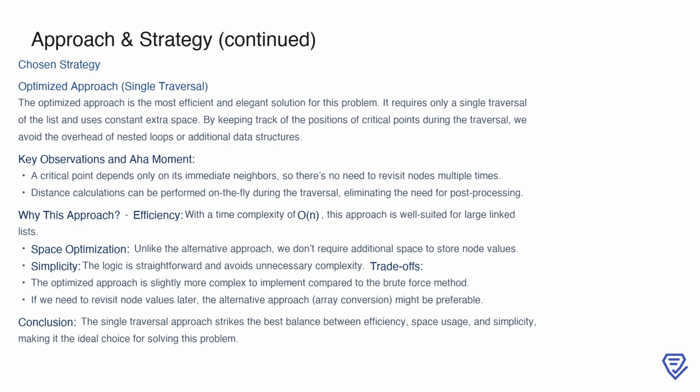data structures. One important observation here is that a node's critical status depends only on its immediate neighbors, meaning we don't need to revisit nodes multiple times. This allows us to perform distance calculations on the fly, avoiding any post-processing. The decision to choose this approach is driven by its efficiency, with a linear time complexity of O(n), and its minimal space usage, as it doesn't require storing node values in an array. Additionally, the logic is straightforward, which keeps the implementation simple.